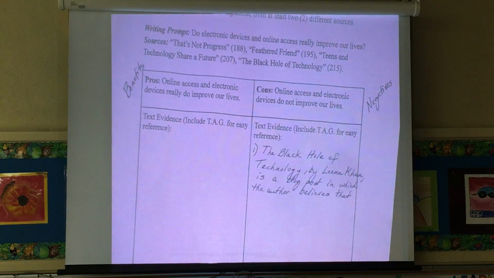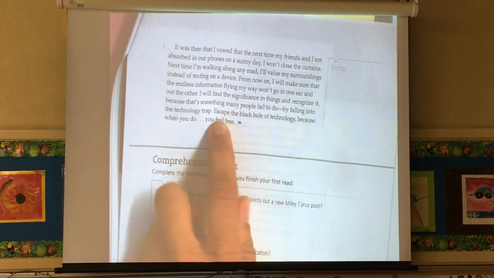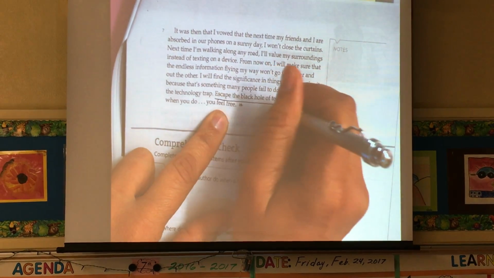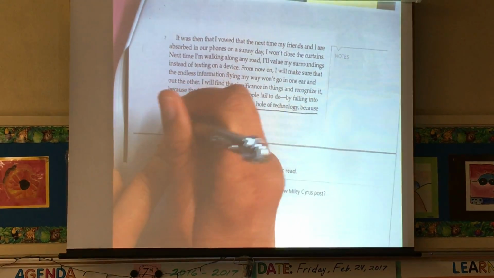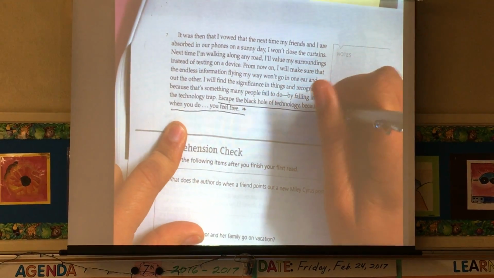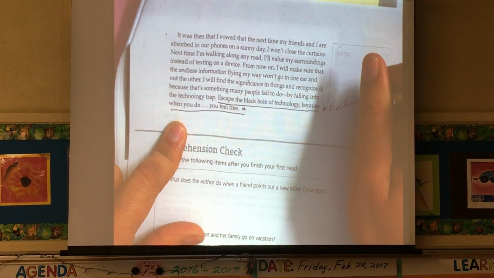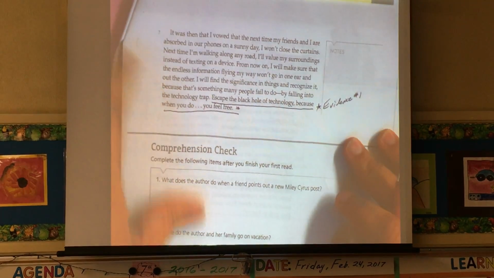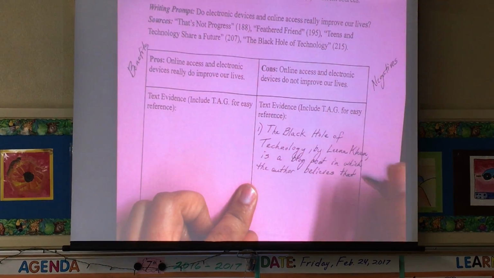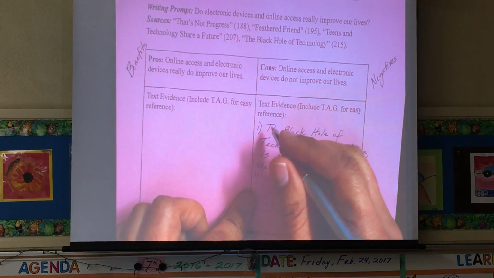And I'm going to copy a direct quote from the text where it states, "Escape the black hole of technology, because when you do, you feel free." I will underline it so I can remember. And I'm going to mark this as evidence number 1, because it's my first piece of evidence. So now I'm going to copy that down. That, comma, quotation marks, because it's a direct quote.